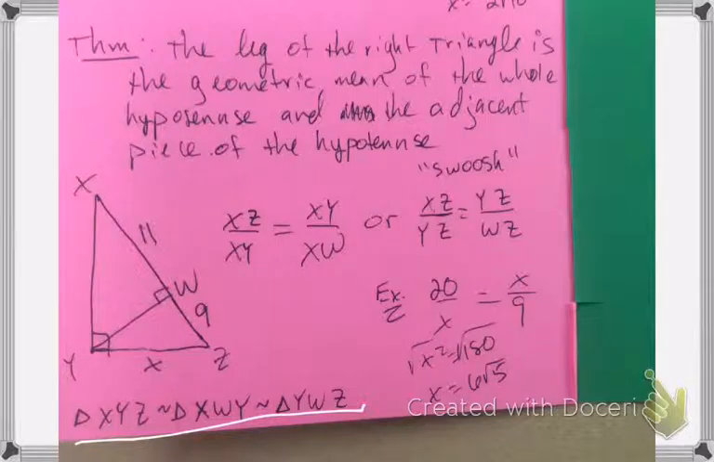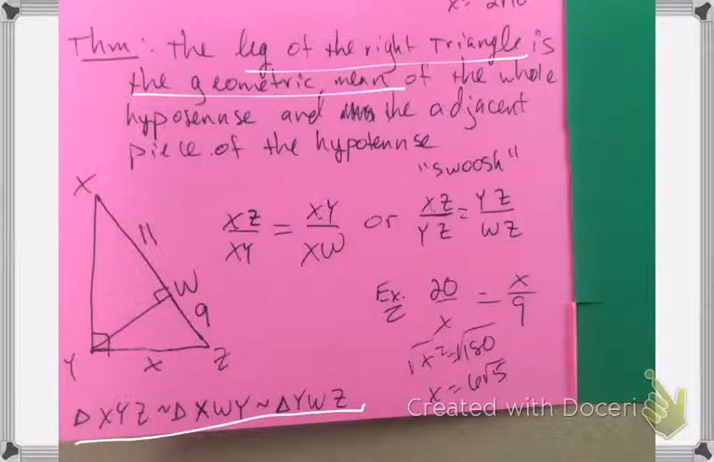The leg of the right triangle is the geometric mean. Now, in a right triangle, how many legs are there? Hopefully you're saying there's 2. So we can actually write a proportion for either leg. Okay, so we're going to end up with 2 proportions here. So anyway, the leg of the right triangle is the geometric mean. So stop. We know what that means. We write a proportion, and we put the leg in the up diagonal, in both spots of the up diagonal.